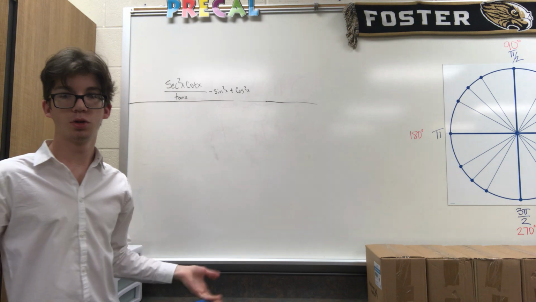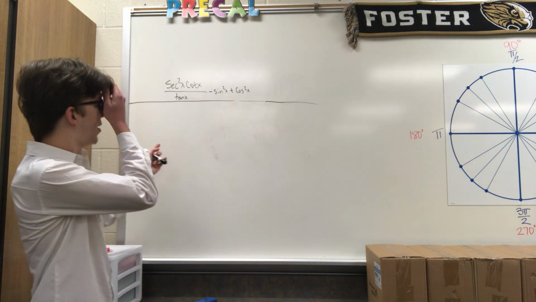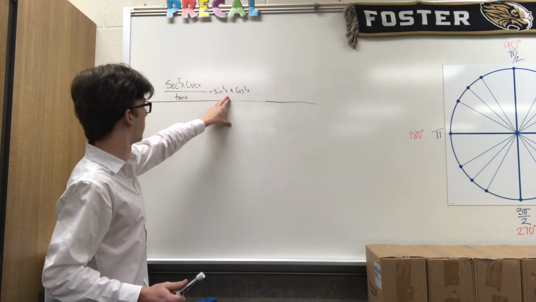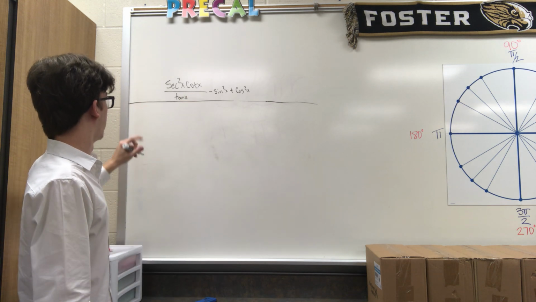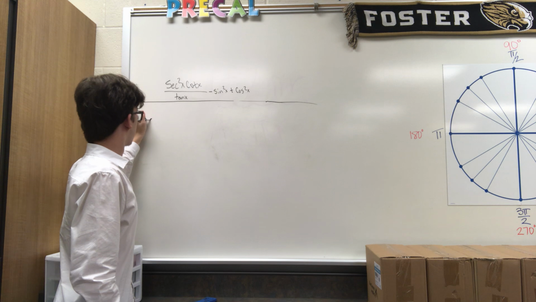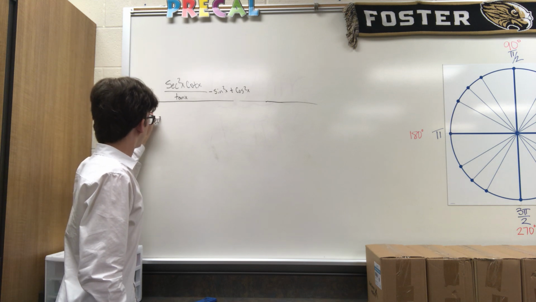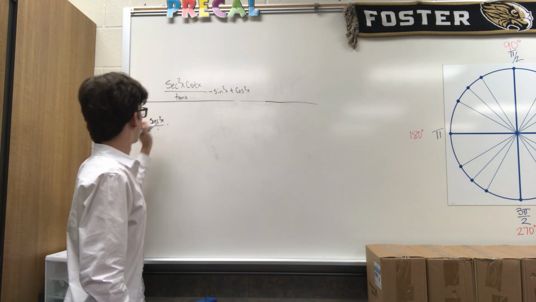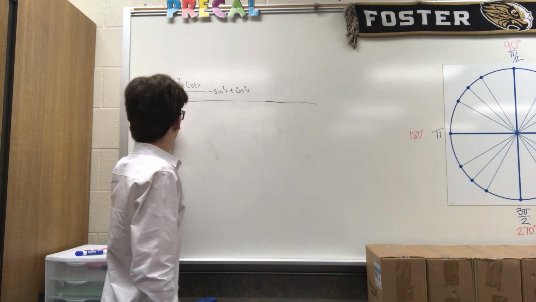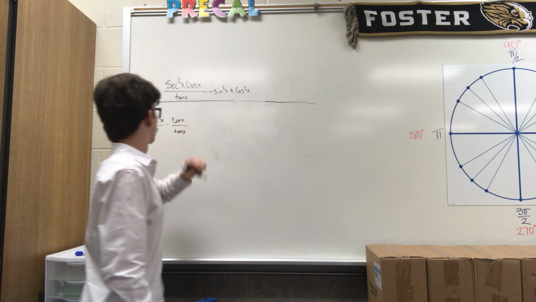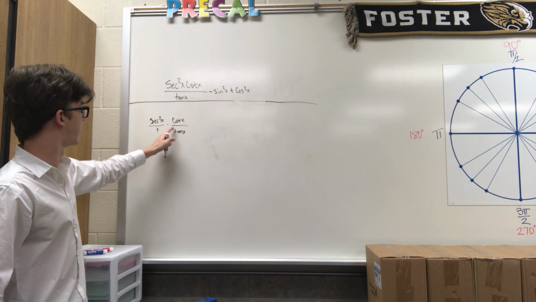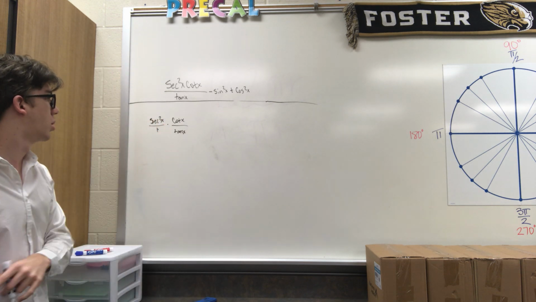And now I want to show you an easier way we can simplify this. Instead of focusing on this part, we'll focus on the fraction part. And we can rewrite this as secant squared x over one times cotangent x over tan x. And specifically, we're going to focus on this part first.